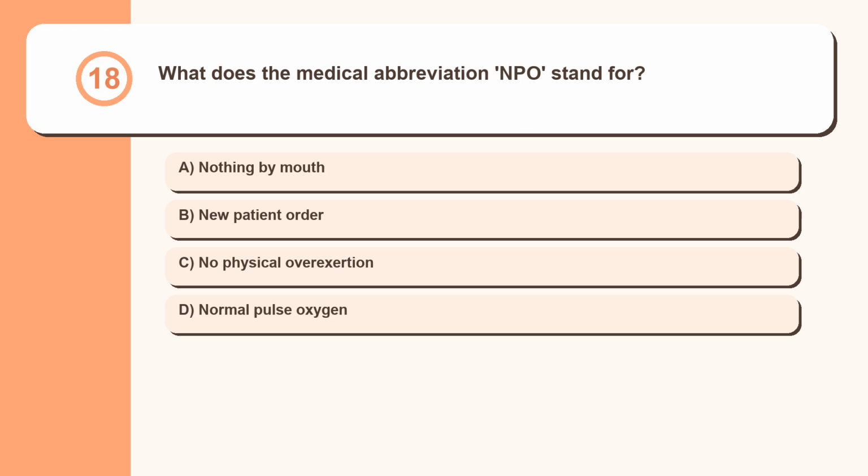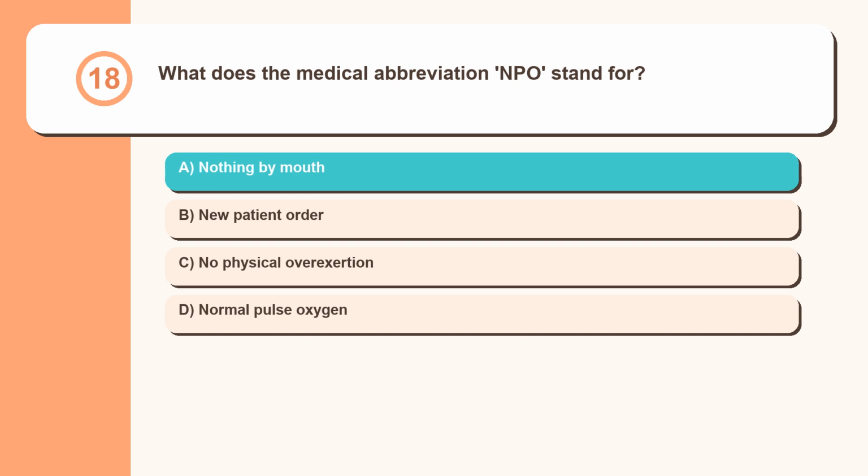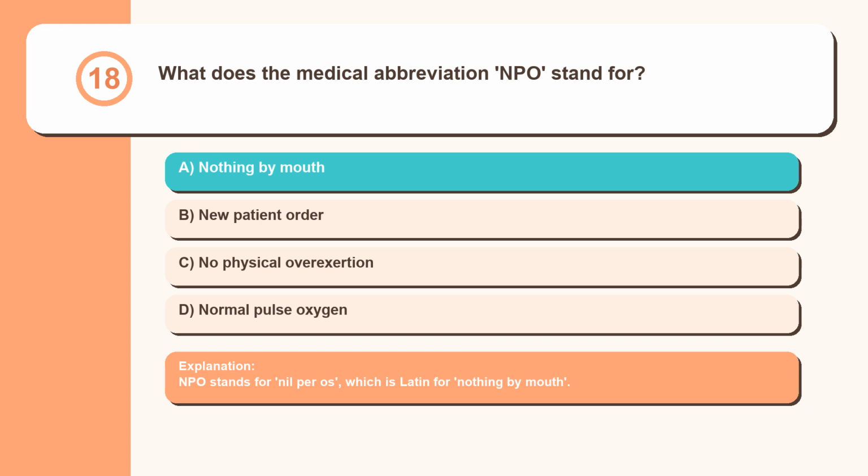Question 18. What does the medical abbreviation NPO stand for? Nothing by mouth, new patient order, no physical overexertion, normal pulse oxygen. NPO stands for nil per os, which is Latin for nothing by mouth.